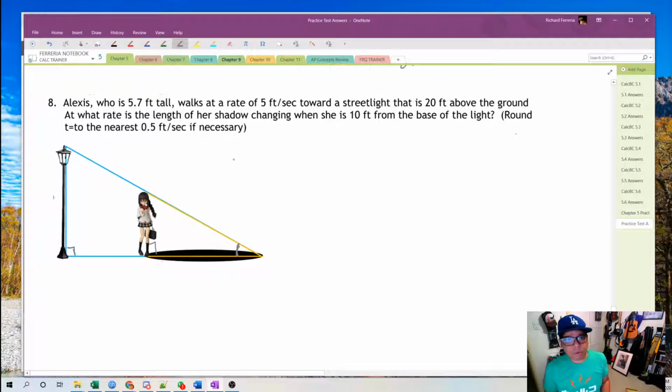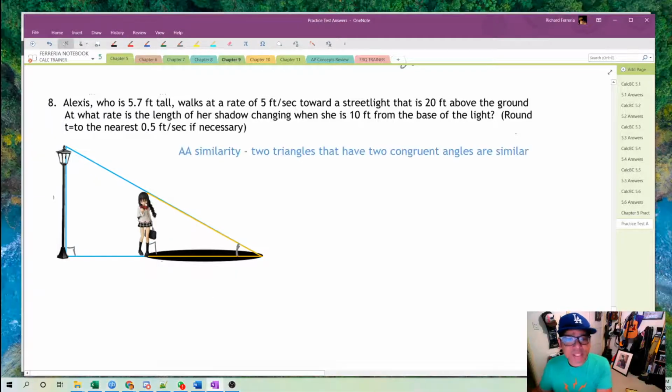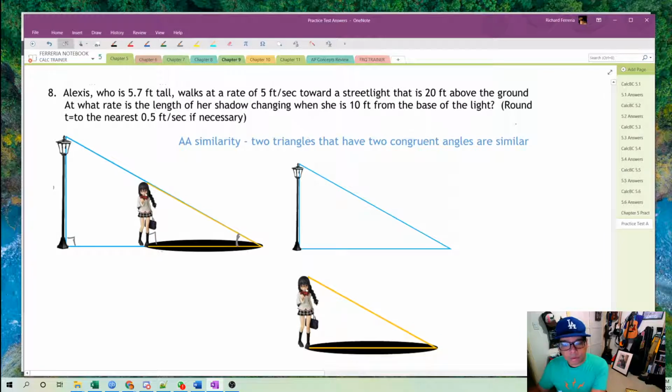So if you'll remember from geometry, AA similarity says that when two triangles have two congruent angles, the two triangles are similar. So let's take a look at those two triangles kind of dissected from each other. We're going to mark up our two angles so we know that these two triangles are similar. And then we're going to mark sides that we know.